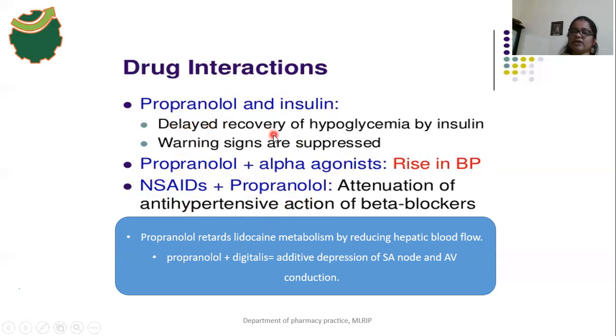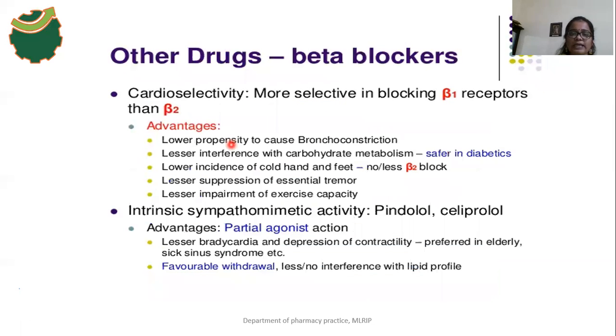There is a delay in the recovery from hypoglycemia by insulin, because the recovery effect is mediated by beta 2 receptors. And the warning signs are also suppressed. When a person suffers from hypoglycemia, sympathetic stimulation signs occur, but that sympathetic stimulation is inhibited by propranolol, so the warning signs are suppressed. These are the drug interactions of propranolol and other beta blocker drugs.